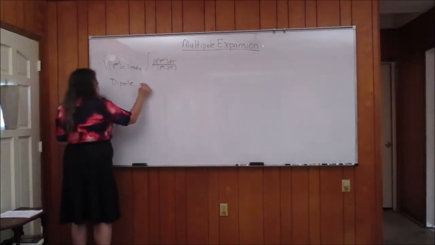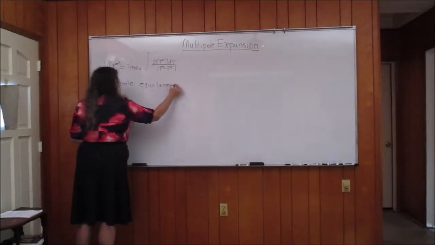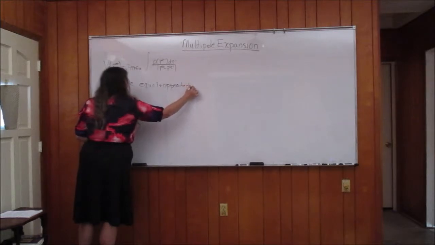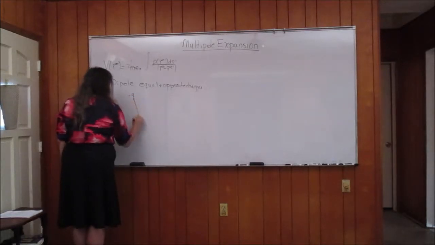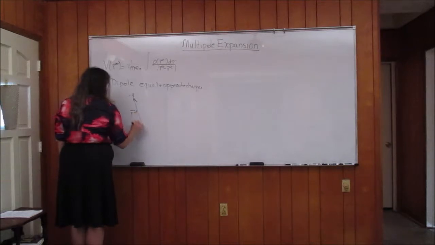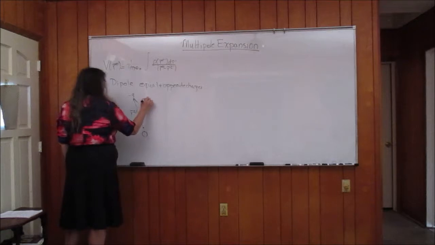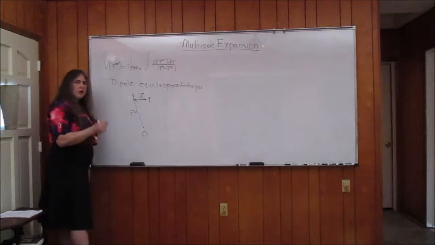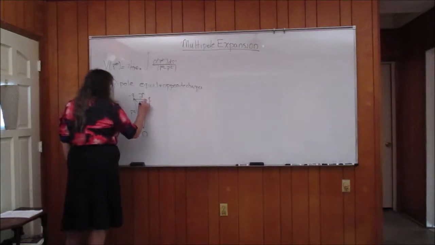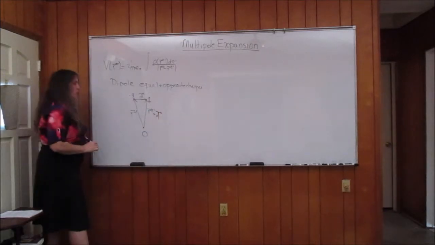A dipole is composed of equal and opposite charges. I'll place charge minus q here at a distance or vector r prime with respect to the origin, and then I'll place another charge q that is going to be displacement d away from charge minus q, and therefore charge q is r prime plus d away from the origin.